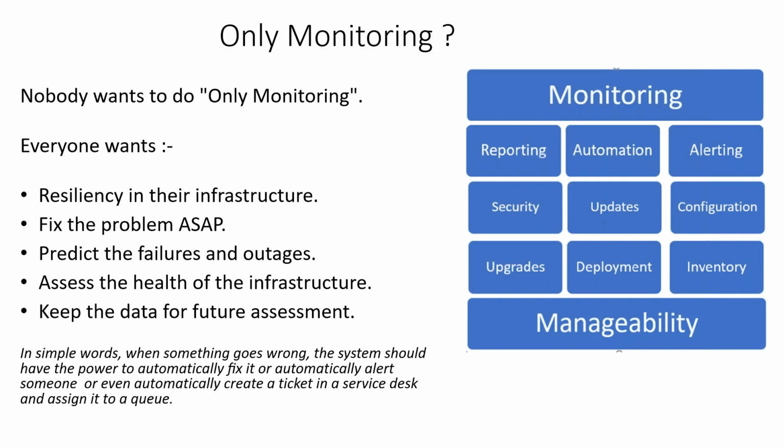And what about other stuff: management, security, updates, configuration, anything else? In simple words, when something goes wrong, our system should have the capability to trigger automation and fix the issues as soon as possible. Or if it's not able to fix the issue, then trigger a ticket in the service desk and assign it to the proper queue so that the right person can act upon it.